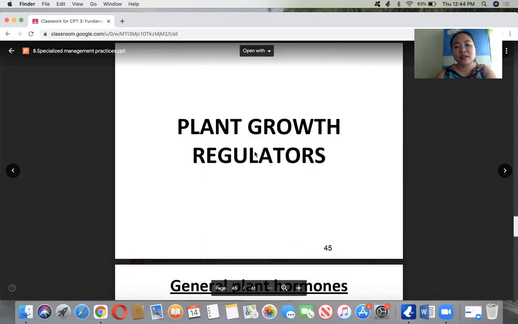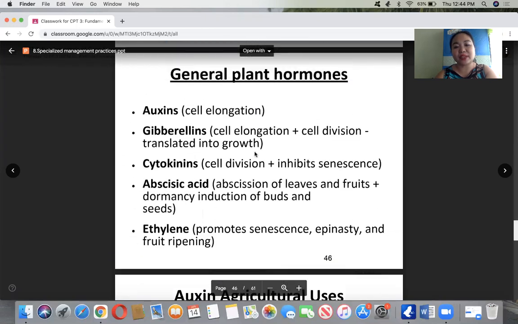So these are the plant growth regulators once again. Auxin for cell elongation, gibberellin for cell elongation and cell division, which results overall in growth, and cytokinin for cell division and also inhibits senescence.